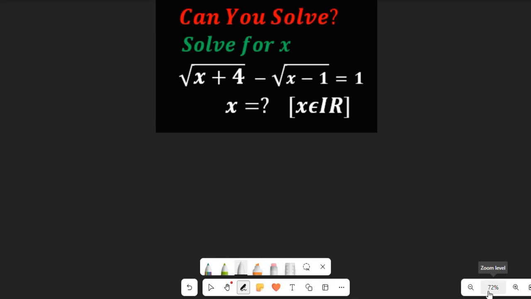Hello, let's solve for the value of x in this nice radical expression. We're asked to find the value of x in the square root of x plus 4 minus the square root of x minus 1 equal to 1. We are asked to find the value of x, where x is an element of the real numbers.